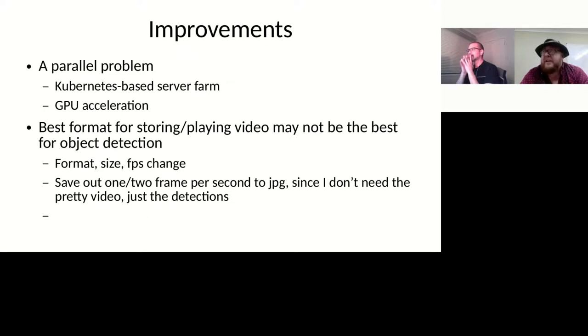Therefore, you can cut up a large video into its various chunks, probably up to 10 seconds long, and then it can go into a highly parallelized server farm. GPU acceleration is obviously also a big one. I've also got the idea that the best format for storing and playing video may not be the best for object detection. I'm going to have to continue to investigate that. I'm not sure what is limiting it, so I don't really have an answer for that.